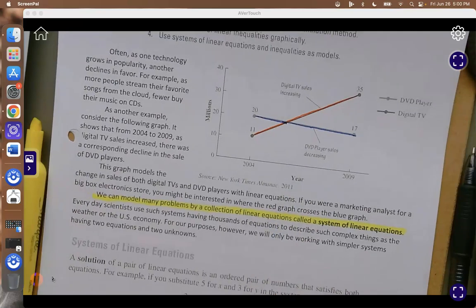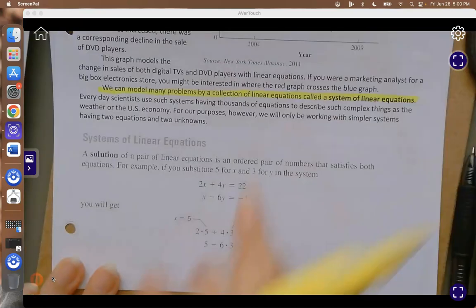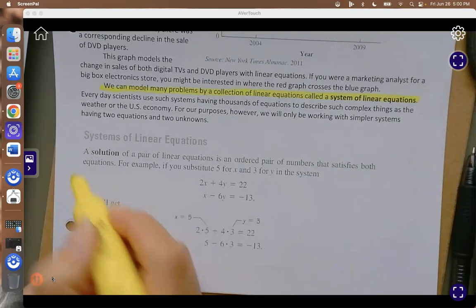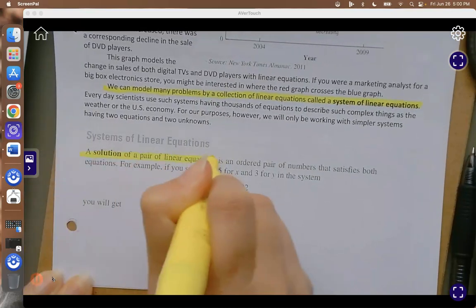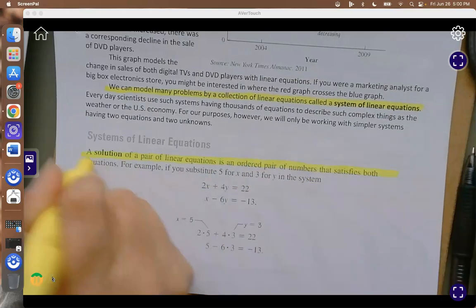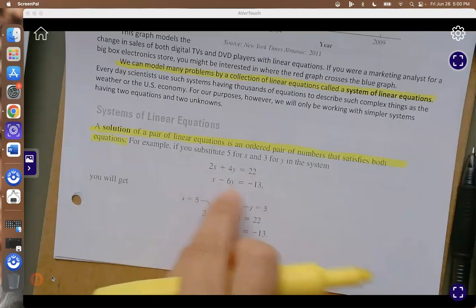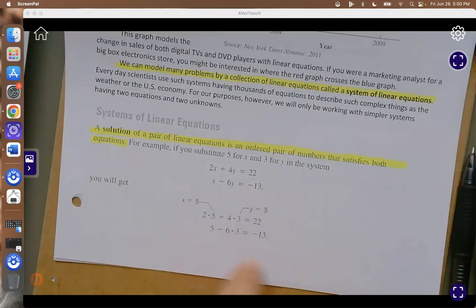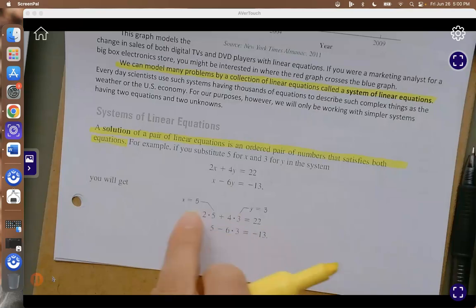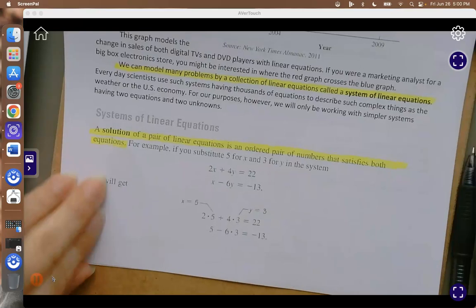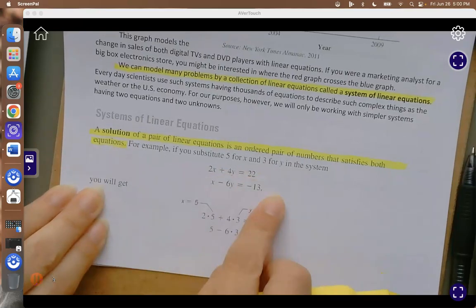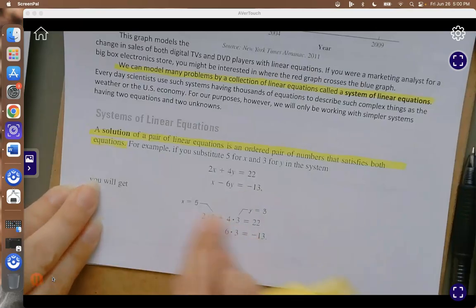Okay, so let's just move on. The solution would be the intersection, if you're solving systems of equations. A solution of a pair of linear equations is an ordered pair of numbers that satisfy both equations. We've done something like this before. If we plug in 5 and 3 for x and y into both equations, they did that here, and that makes them both true. Therefore, the ordered pair 5, 3 is where these two equations would meet if you graphed them. You would get them in slope-intercept form and graph those, and they would intersect at 5, 3.